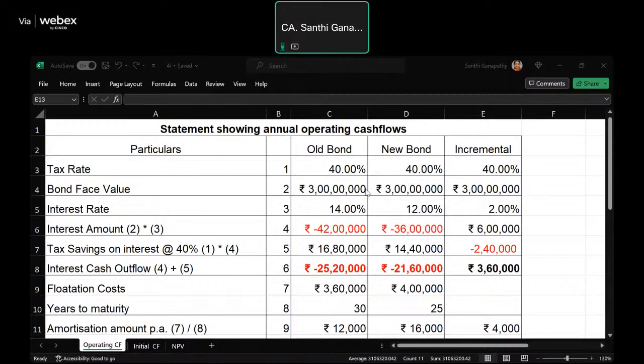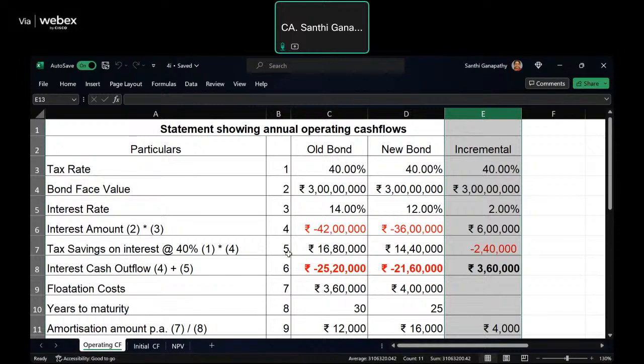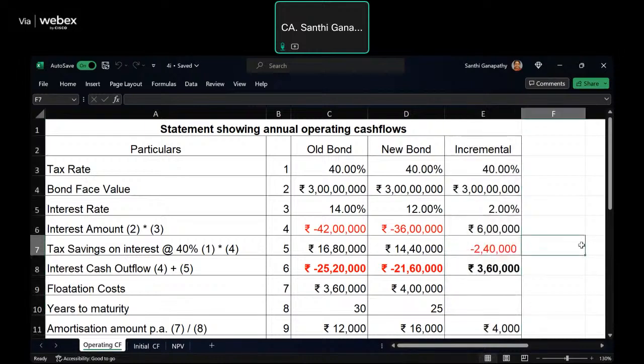So, what is the bond face value? What is the interest rate? So, what is the interest amount? It's mainly for lowering the interest amount. We are taking this. So, what is the tax savings on interest? Any item, we want to know what is the tax savings. We have to take the allowable expenditure, multiply with the tax rate, then we will get. What is the interest cash outflow? That is the total gross amount minus the tax savings. I'm looking at what is the net amount. If I have to follow incremental, I should just take the difference of 3 lakhs.